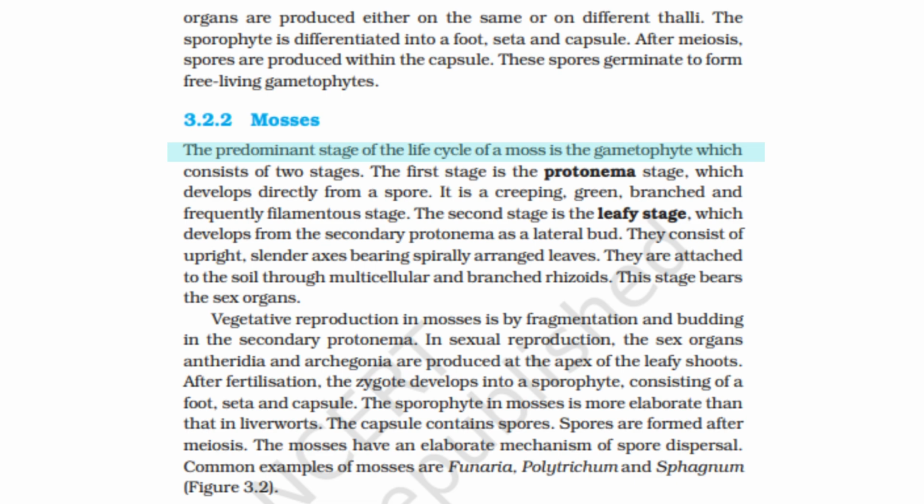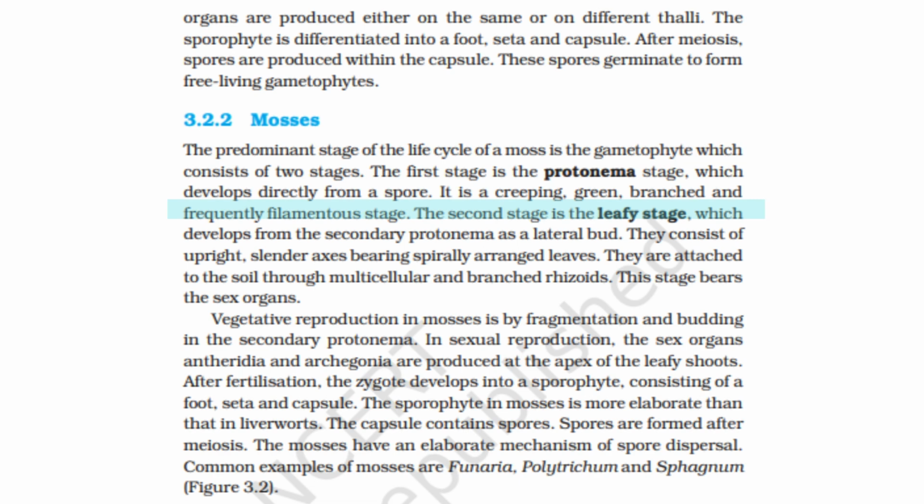Mosses. The predominant stage of the life cycle of a moss is the gametophyte, which consists of two stages. The first stage is the protonema stage, which develops directly from a spore. It is a creeping, green, branched and frequently filamentous stage.